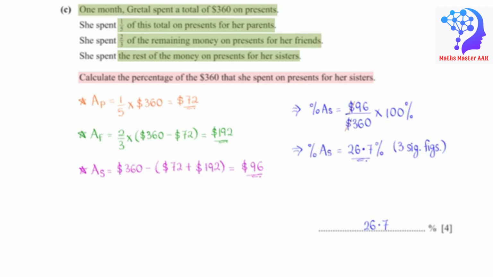In addition, we've also been told that she spent the rest of the money on presents for her sisters. And so to find what this amount is, we subtract the sum of $72 and $192 from $360. That gives us $96. And so the percentage of the $360 she spent on presents for her sisters will be $96 divided by $360 times 100%. This gives us 26.7%.